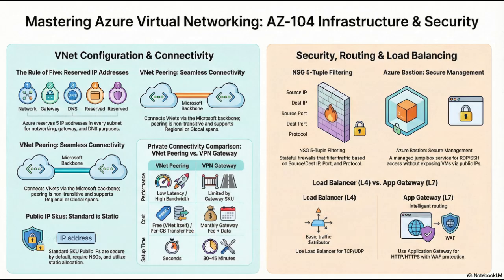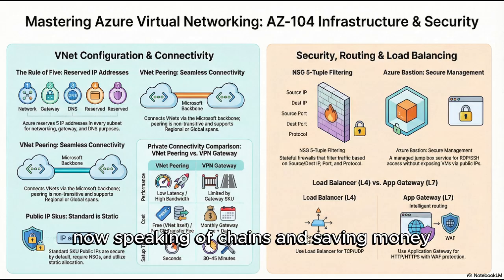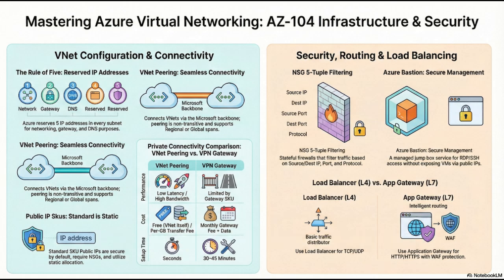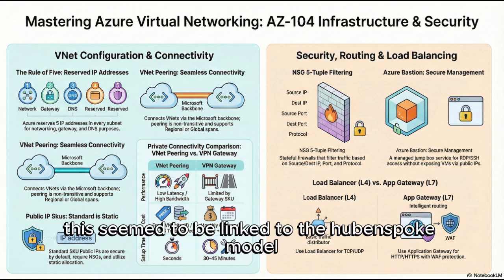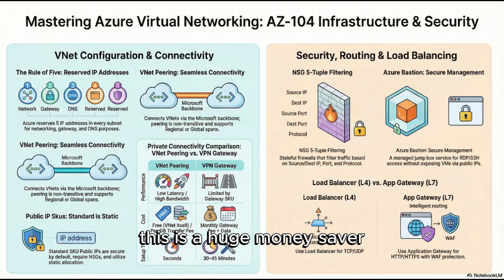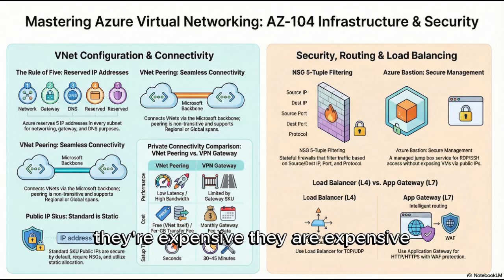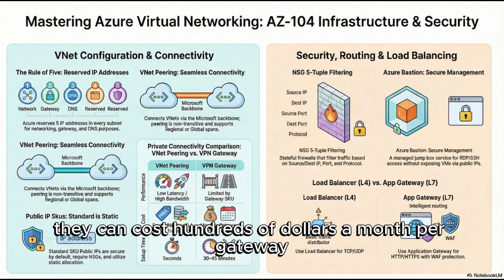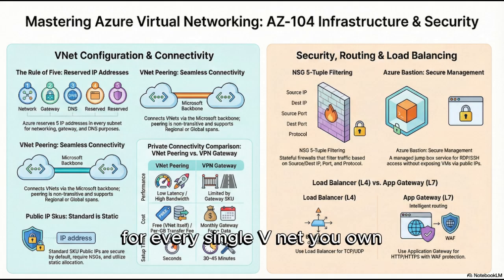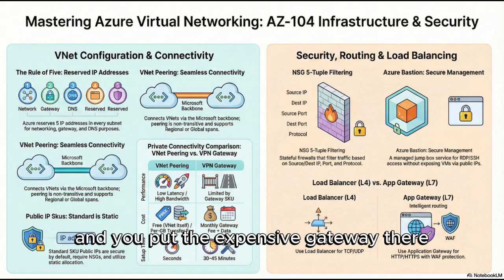Got it. Now, speaking of chains and saving money, there was a term in the sources, gateway transit. This seemed to be linked to the hub and spoke model. This is a huge money saver. Think about VPN gateways, the things that connect your cloud back to your on-premise office. They're expensive. They can cost hundreds of dollars a month per gateway. And you don't want to buy one for every single VNet you own. Exactly. So you build a hub VNet and you put the expensive gateway there.